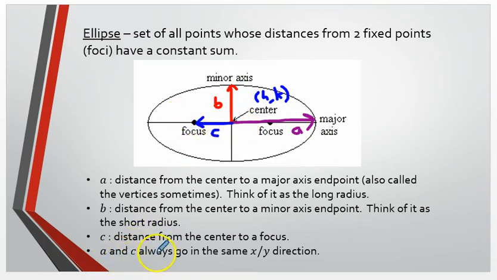One other comment I've given you here is that a and c will always go in the same x or y direction. What I mean is that this ellipse could have been stretched out vertically instead, which would change where a is pointing and b is pointing and c is pointing in terms of up, down, left, or right. But the a and the c variables will always be going in the same direction as far as left or right, meaning the x direction, or they will both be going up and down, so they'll be going in the same y direction.